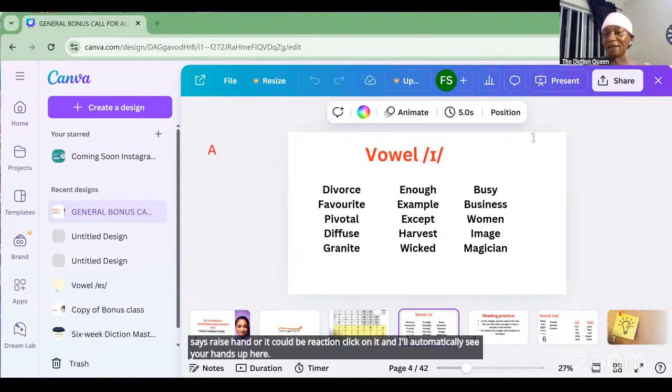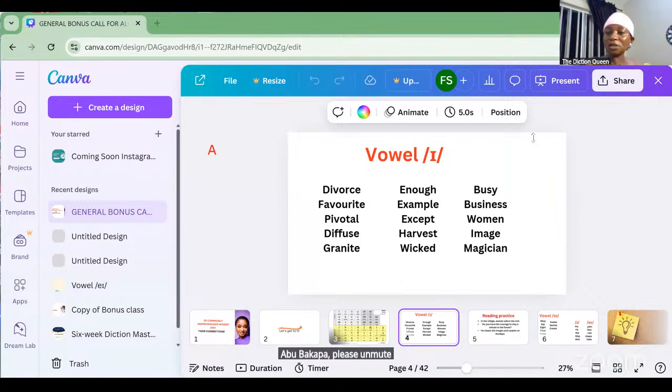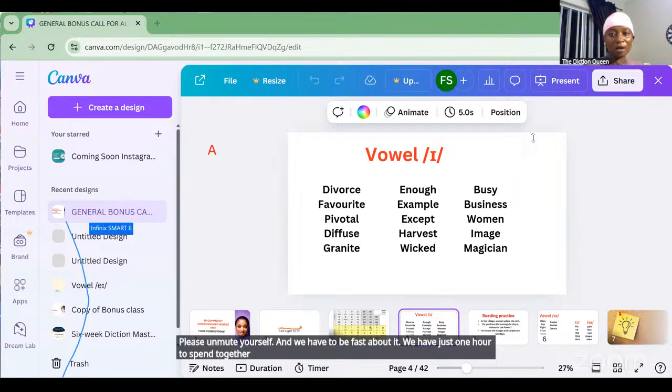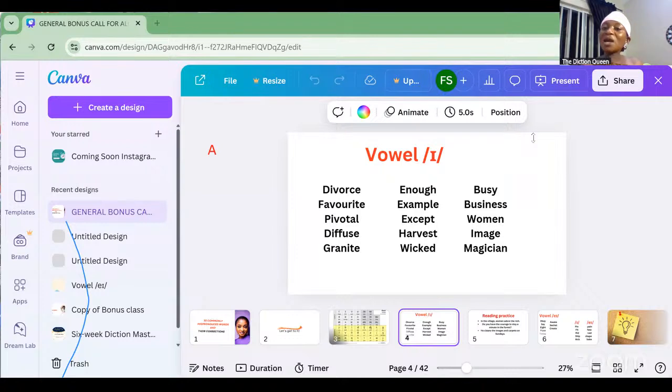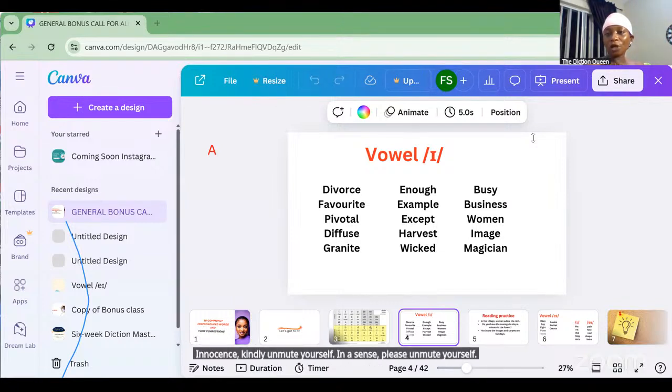So the first person I have is Abubakar. Abubakar, please unmute yourself. And we have to be fast about it. We have just 1 hour to spend together. Abubakar, click on your microphone to unmute. Okay, I think Abubakar is not around. Let me call on Innocent. Innocent, kindly unmute yourself. Click on your mic to unmute.